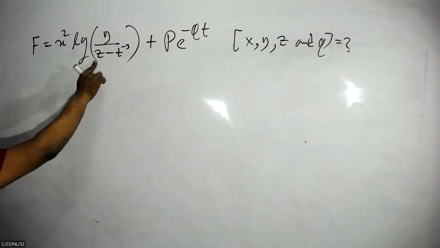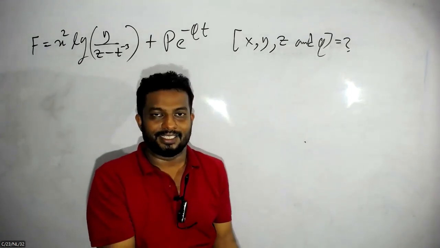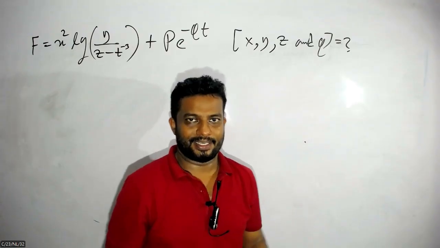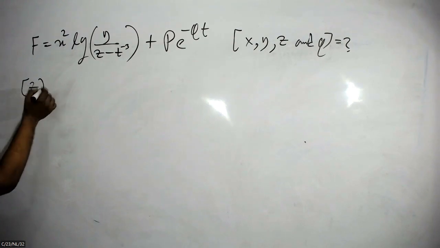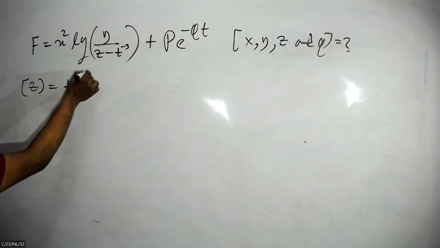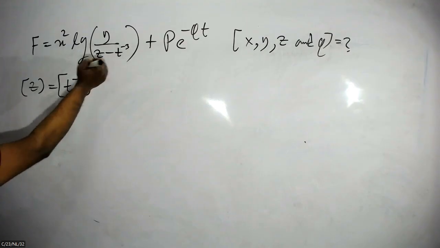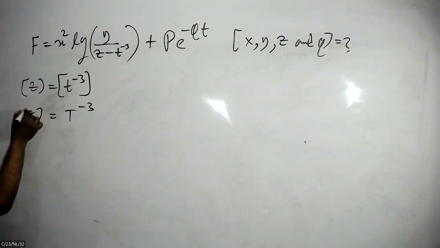You should remember, when two terms are subtracted in an equation, the two terms should have equal dimensions, equal units, right? That means dimensions of Z should be equal to dimensions of t to the power minus 3. We discussed this theory point, right? Then you can revise the theory points. T represents time, then t to the power minus 3 is the dimensions of Z.